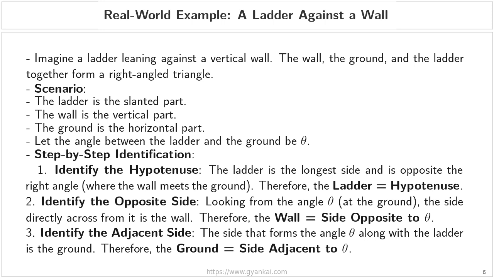Finally, let's identify the adjacent side. The adjacent side is the side that helps form our reference angle but is not the hypotenuse. Looking at our angle theta, it is formed by the ladder and the ground. Since we already identified the ladder as the hypotenuse, the remaining side, the ground, must be our adjacent side. So, the ground is the side adjacent to theta. As we will see in the next slide, it is important to remember that if we were to move our focus to the angle at the top of the ladder, these roles would change entirely.